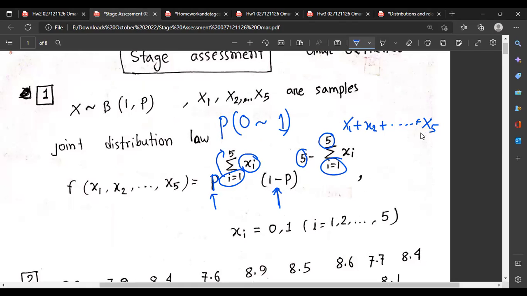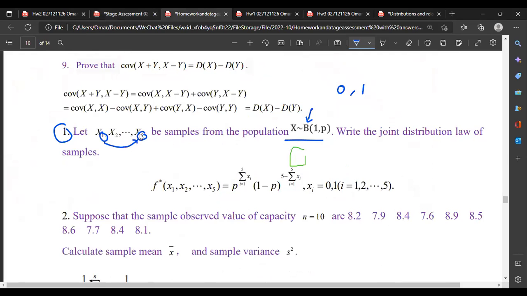Omar. Yes. Can you explain this again? Where can we get that 5? Okay, so this 5 is the number here. As you see, we have x5, right? We have from 1 to 5.